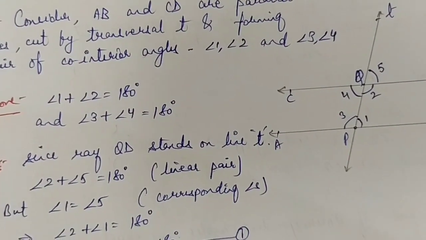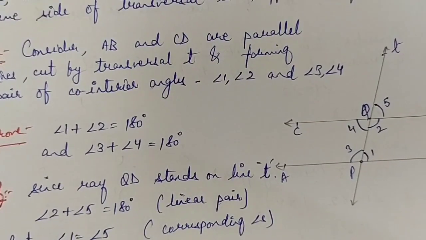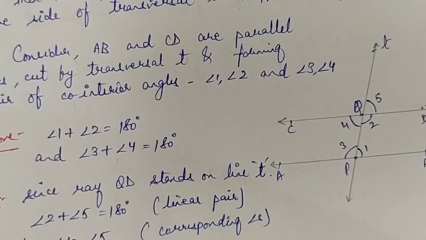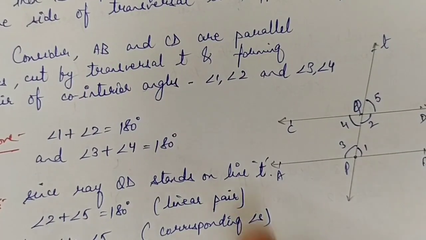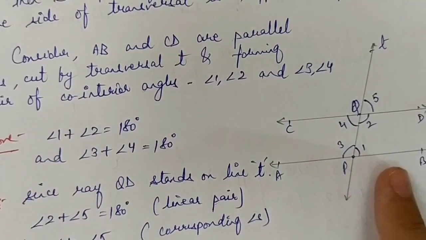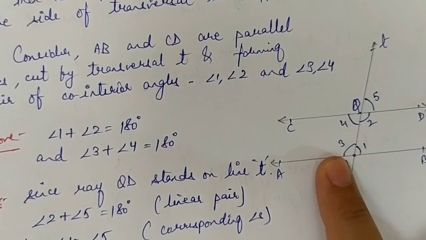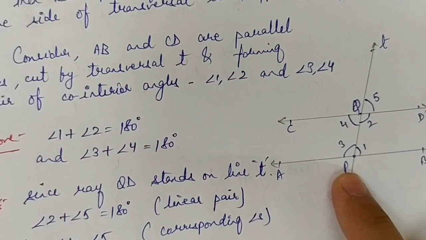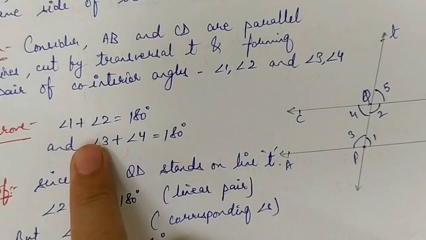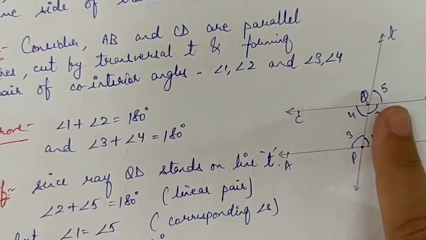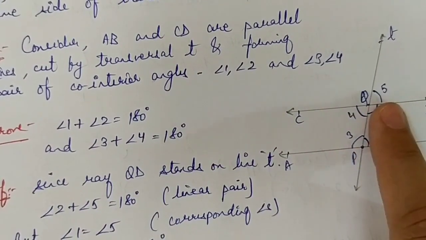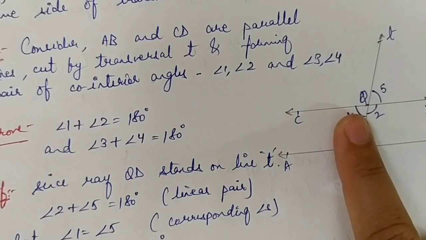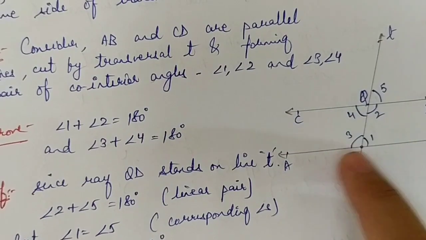Okay, understand that. So consider AB and CD are parallel lines cut by a transversal T and forming pair of co-interior angles are angle 1, angle 2 and angle 3, angle 4. So angle 1, angle 2, angle 3, angle 4 are the pair of co-interior angles. Okay, to prove, what we have to prove? We have to prove that these angles are supplementary. It means angle 1 plus angle 2 is equals to 180 degree and angle 3 plus angle 4 is equals to 180 degree. Okay, we have to prove this.